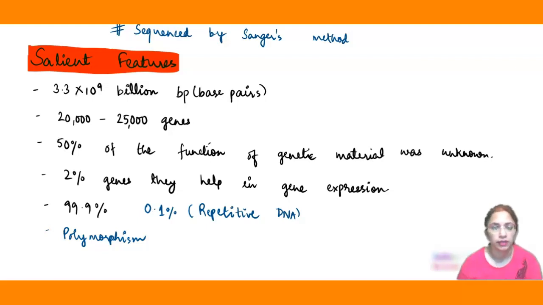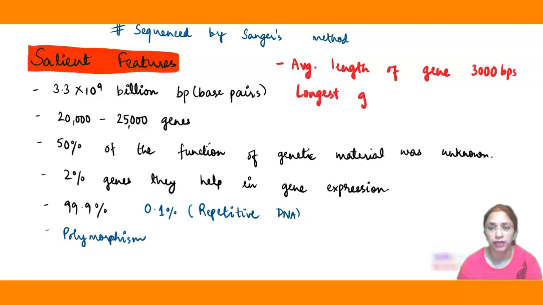Another thing which they found out is that the average length of a gene was found to be 3000 base pairs, and the longest gene that they discovered was the dystrophin gene, and it contained 2.4 million bases.